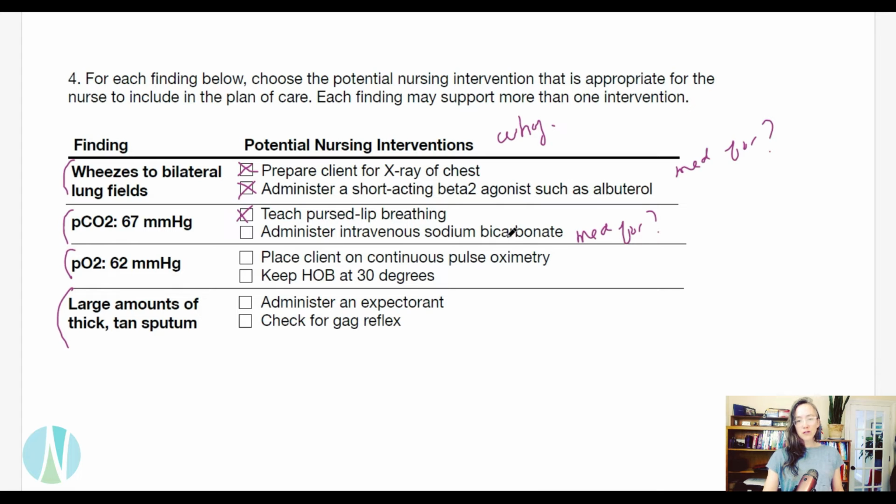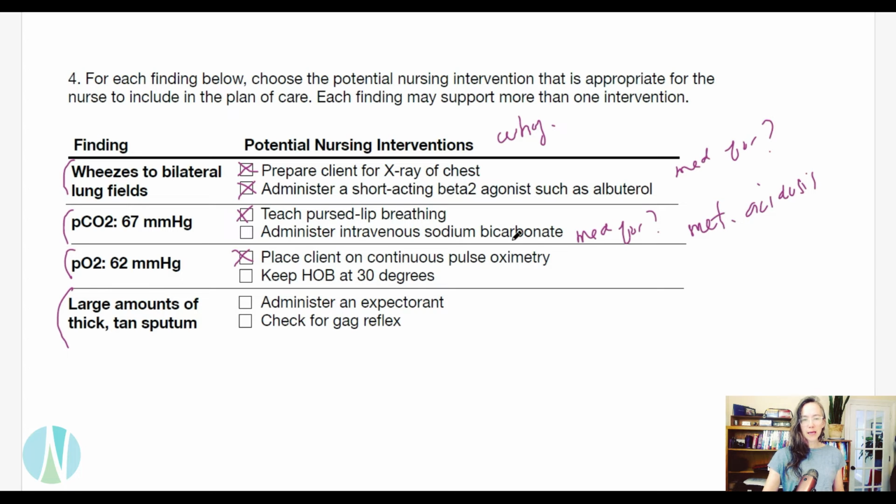Well, sodium bicarb is for patients who have metabolic acidosis, and bicarb is a base, and so it'll help neutralize that acid, but it's not going to work with respiratory acidosis, so I'm not going to pick that. And then the low O2 level, the arterial O2 level, how are we going to help fix that? Or at least how should we assess that to see if they're getting better or worse? So place client on continuous pulse oximetry. Yeah, that's going to give us more assessment data to help us see how the patient's doing.